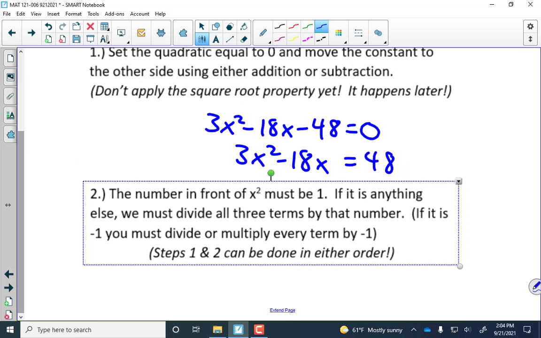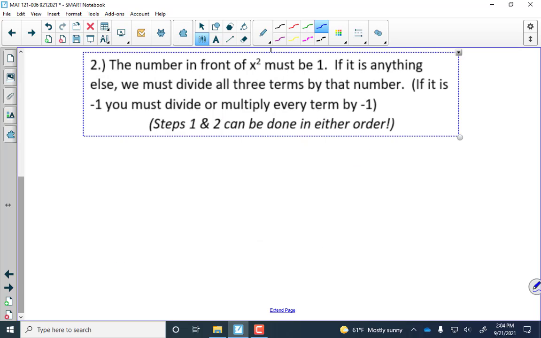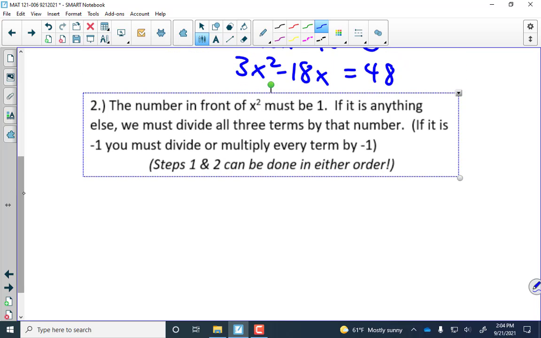The next step is, in order to use this technique called completing the square, we can only have a 1 in front of the x squared. There cannot be another coefficient in front of the x squared. In this case, there's a 3. So what we need to do is divide every term by the number in front of the x squared. You can actually do this as your first step or your second step. The first two steps are interchangeable.